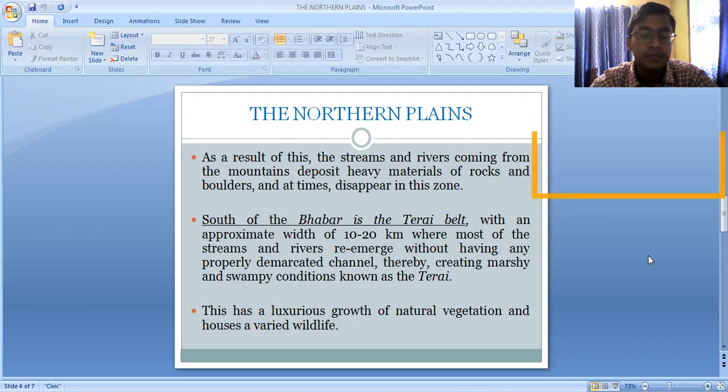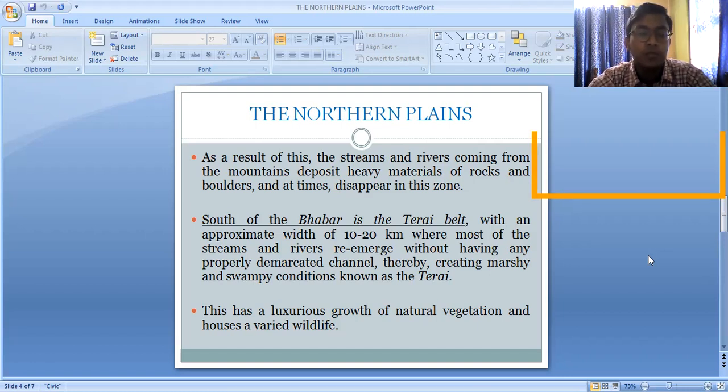known as the Terai. So just south of the Bhabar belt is the Terai belt, and this Terai belt is a zone of 10 to 20 kilometer width where the streams and the rivers re-emerge. That means the small streams and rivers which have disappeared in the foothills of the Himalayas, when they enter the Bhabar belt, flow from underground, from the subsurface, and in this Terai belt, they again re-emerge.